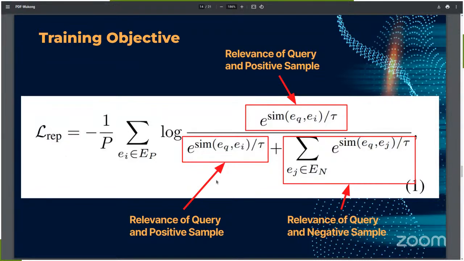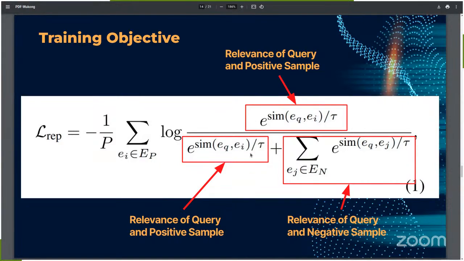This is the representation loss. So let's focus on this numerator. This EQ represents the embedding for the query, and this EI represents the embedding of the positive sample, which is the answer that we want. And then we calculate the similarity. This could be cosine similarity. We then normalize it with some temperature scaling.